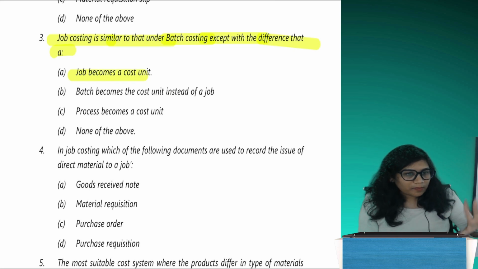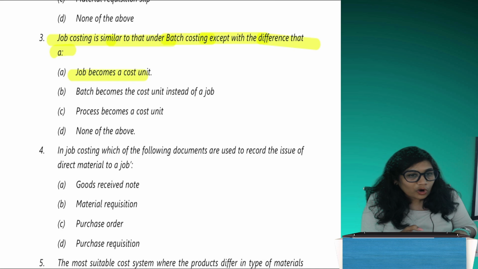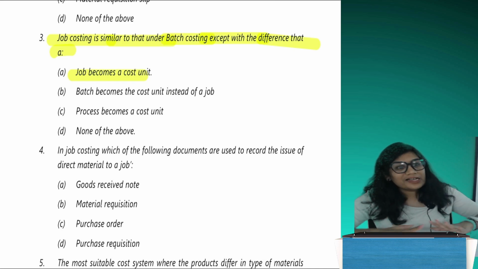Okay, next. In job costing, which of the following documents are used to record the issue of direct material to a job? So when you are issuing materials to jobs, now material will be stored in stores. From stores, material will be issued. Like you are doing one job, I am the storekeeper. You ask me, I want this material. So I'll be like, okay, fine, I'll issue it to you.